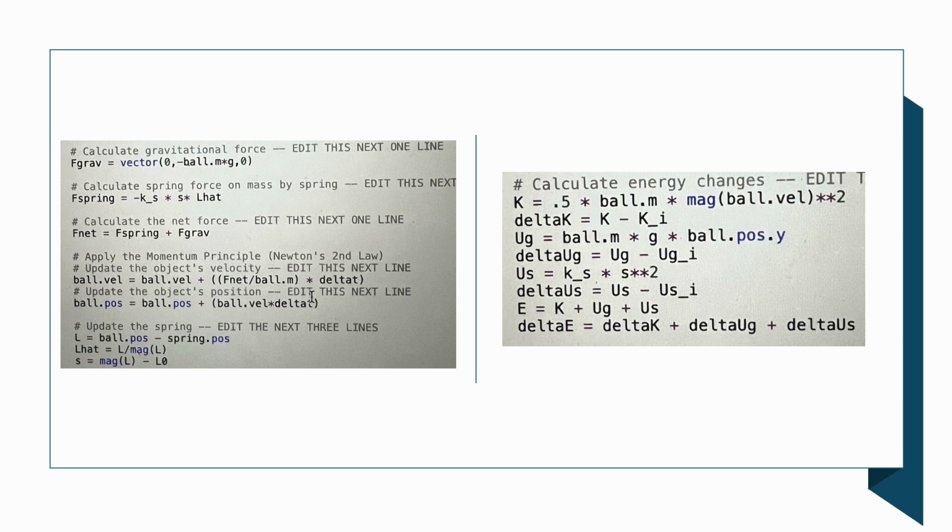So here's the rest of my computational model. You can see that I included the force of gravity, the force of the spring equation, the net force equation, and then this next part is where I used Newton's second law and the momentum principle to find ball velocity and ball position. And then at the very bottom of that, I update the spring with the same equations I mentioned earlier, and then calculate energy changes, which is where we find the new K, but we also find delta K, delta UG, delta US, and delta E in this part as well.